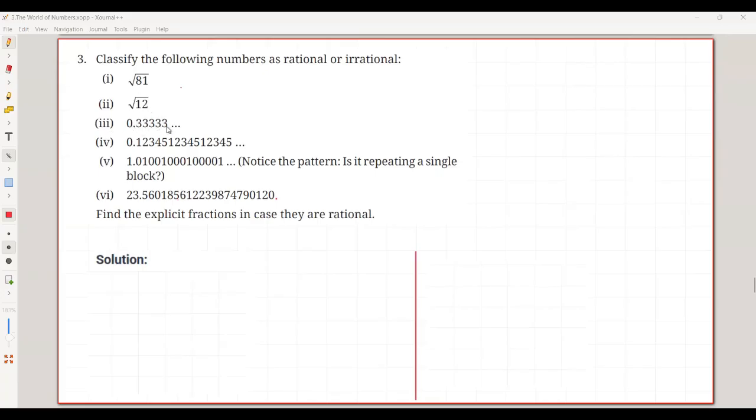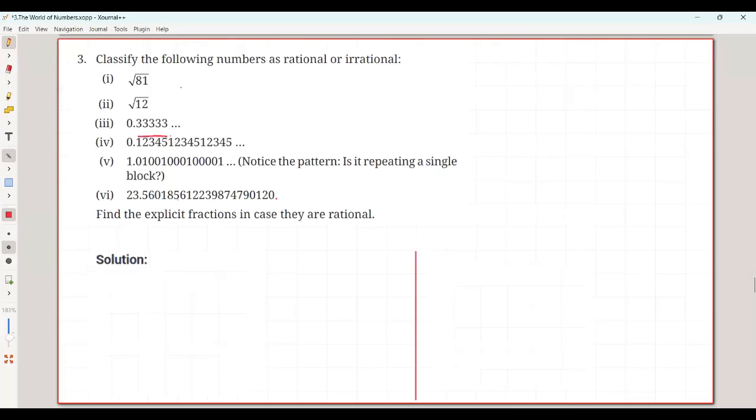And 0.3333 is non-terminating but repeating. Therefore, this comes under rational numbers. And here also, this one, 0.1234. This is also non-terminating. Non-terminating means they keep going dot dot dot, no end, but it's repeating. 1 2 3 4 5 is repeating.